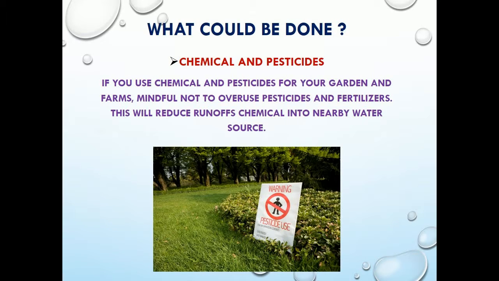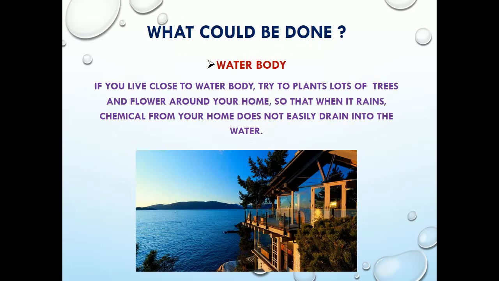Chemicals and pesticides. If you use chemicals and pesticides for your garden and farms, be mindful not to overuse pesticides and fertilizers. This will reduce runoff of chemicals into nearby water sources. Water body. If you live close to a water body, try to plant lots of trees and flowers around your home, so that when it rains, chemicals from your home do not easily drain into the water.